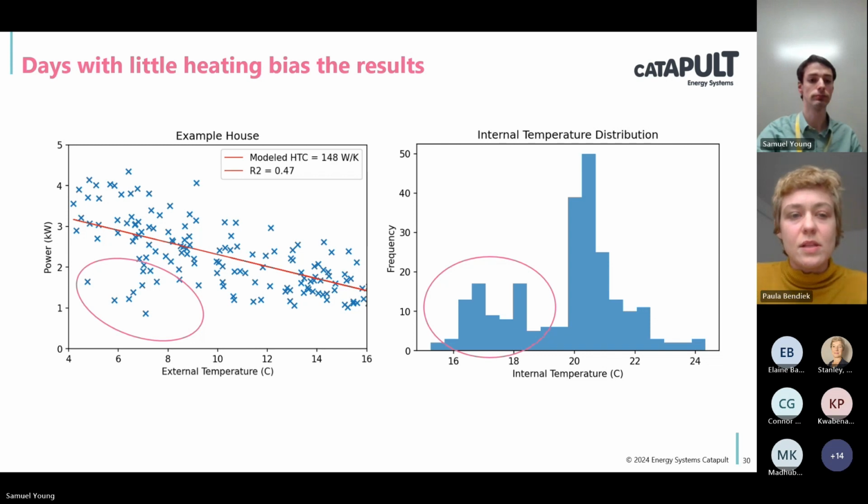And these are the days kind of on the right-hand side. Every dot represents a day. So the circled ones are the ones that we think cause a problem for our model. We can mitigate this by eliminating the days with low internal temperatures. But again, we don't have the internal temperature, so we need to approximate those days.